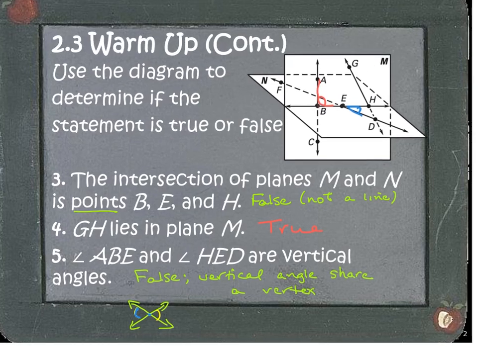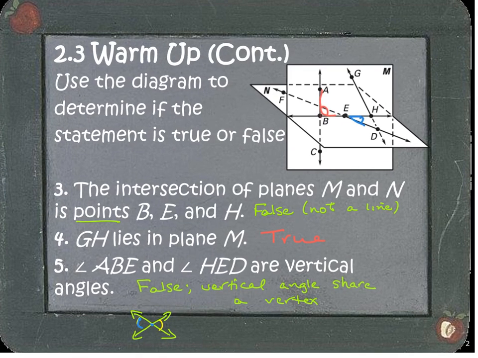Now, if they would have said from this picture AEB along with the HED, then those would have been vertical. So we could say AEB and HED, those would have been vertical angles.